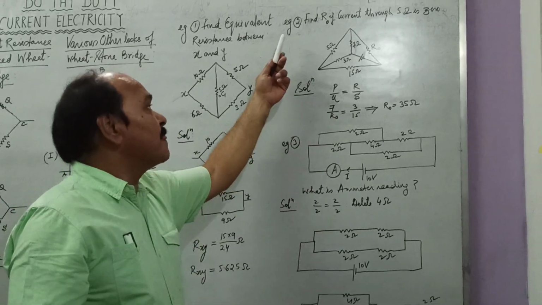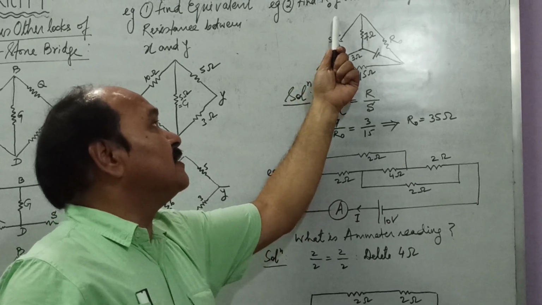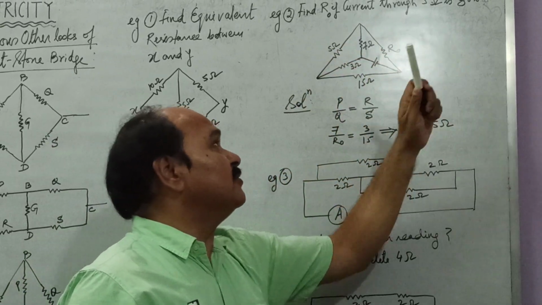Now question number 2. Find R naught if current through 5 ohm is 0.